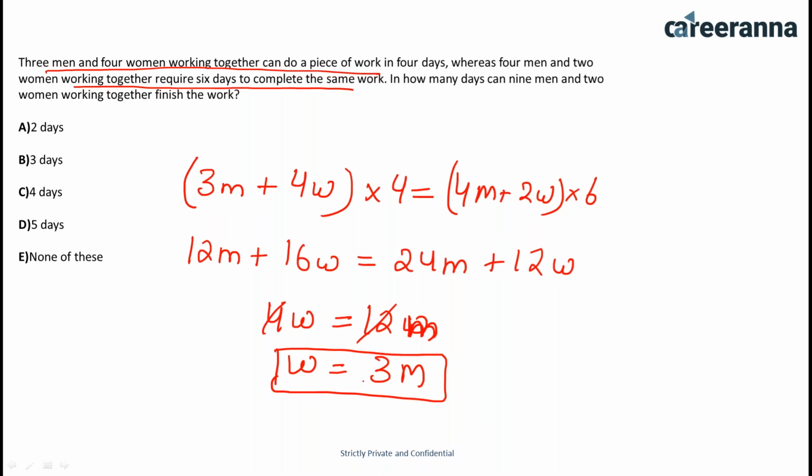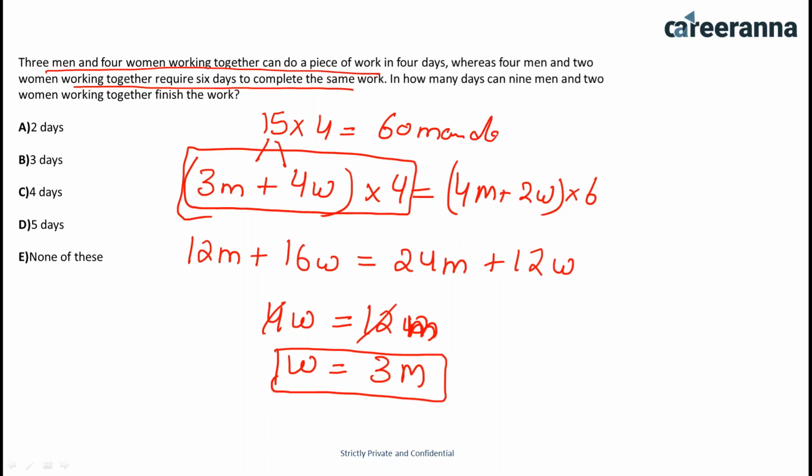With the help of this, you can find out the total work, because if we put this value in this part, you can easily calculate the total work. 3 men plus 4 women working for 4 days. Instead of women, we take 3 men each, so it will become 12. 12 plus 3 is going to be 15 men working for 4 days. So 15 into 4 will become 60 man days. This is the total work which is completed by them. Now the question is, in how many days can 9 men and 2 women working together finish the work?